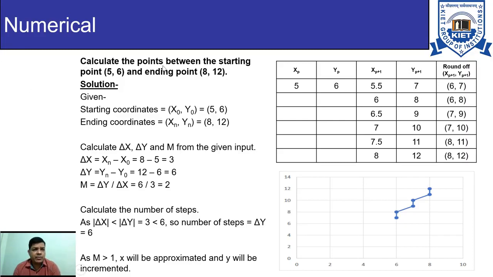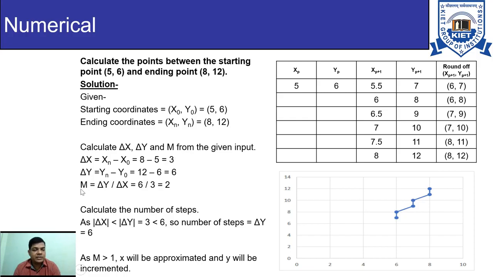So here is a numerical of the DDA algorithm, and the question is: calculate the points between the starting point (5,6) and the ending point (8,12). So we have to draw a line whose initial point is (5,6) and final point is (8,12). We know that in the DDA algorithm we calculate delta x and delta y, where delta x is xn minus x0 and delta y is yn minus y0. You can simply calculate the values of delta x and delta y.